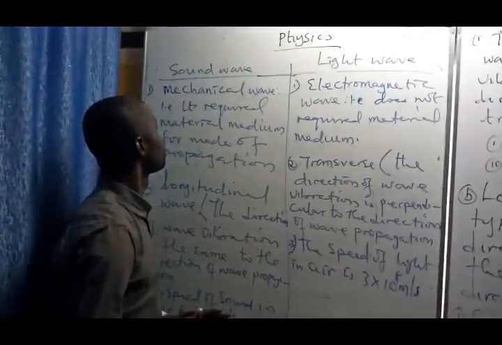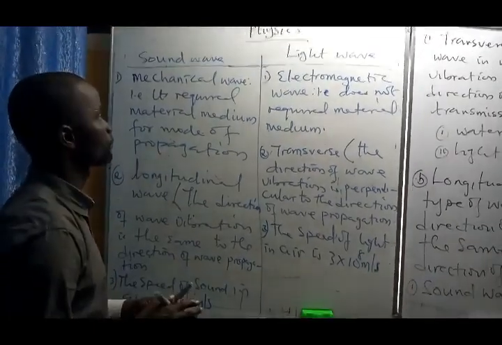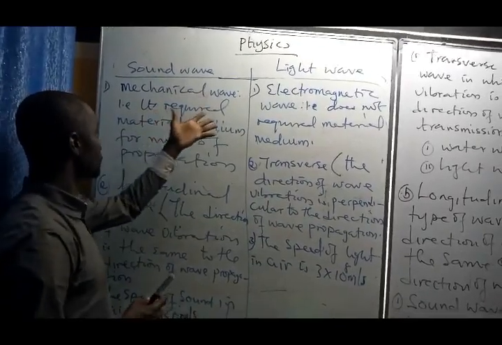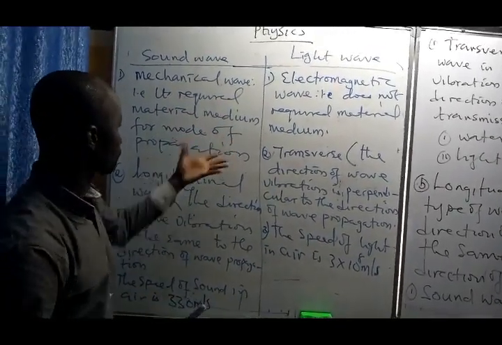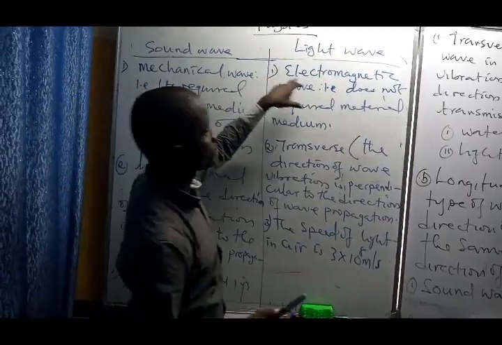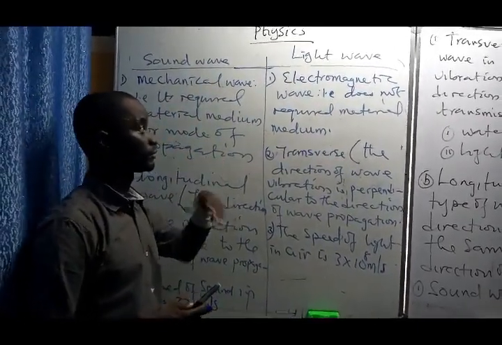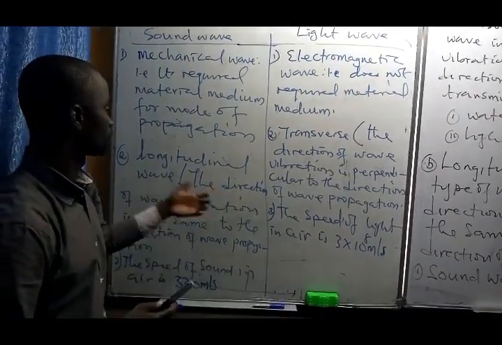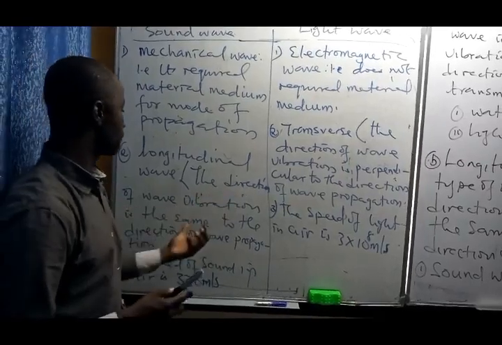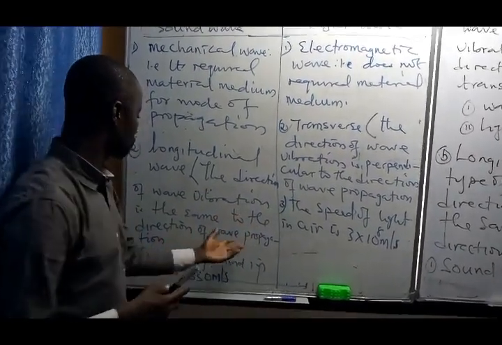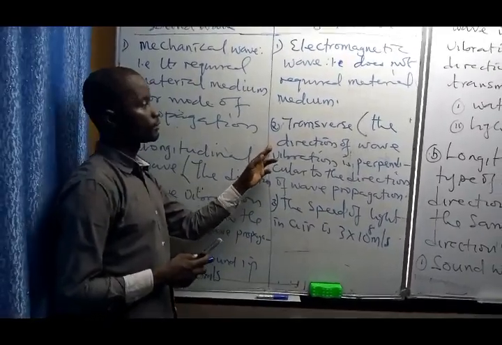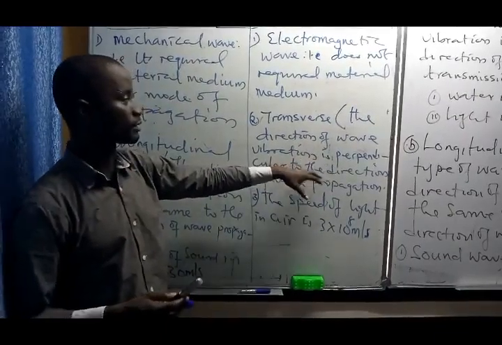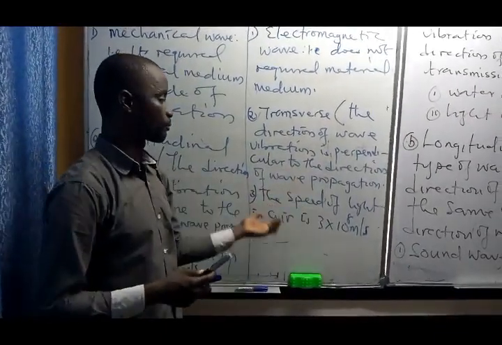Let's recap. In terms of differences between sound wave and light wave, one, sound wave is a mechanical wave that requires a material medium for its mode of propagation, while light wave is an electromagnetic wave that does not require a material medium. The second one, longitudinal wave, simply means that the direction of wave vibration is the same as the direction of what? Wave propagation. While in the case of light wave, it's a transverse wave, which simply means that the direction of wave vibration is perpendicular to the direction of wave propagation.